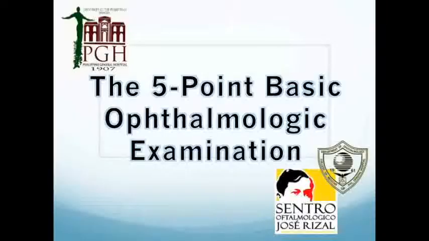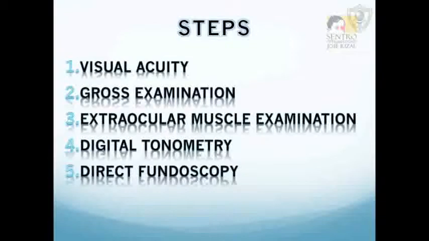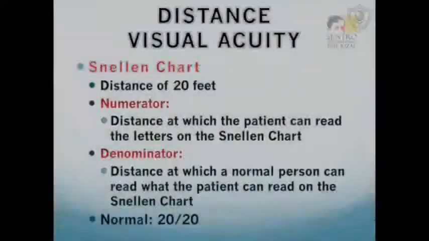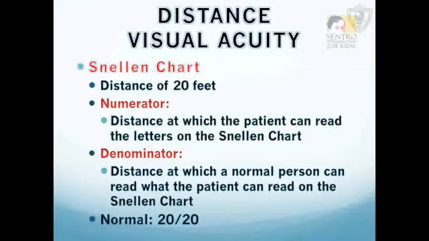The 5-point basic ophthalmologic examination. The basic ophthalmologic examination includes 5 steps: the visual acuity, the gross examination, the extraocular muscle examination, digital tonometry, and direct fundoscopy. In testing for distance visual acuity, we use the Snellen chart at a distance of 20 feet.